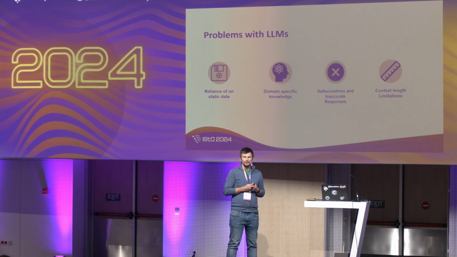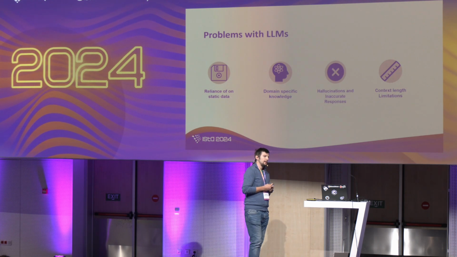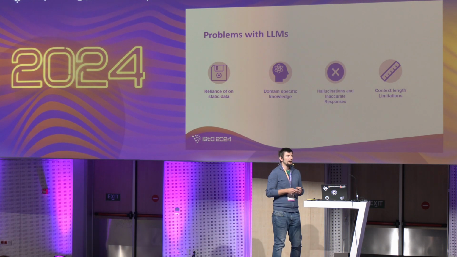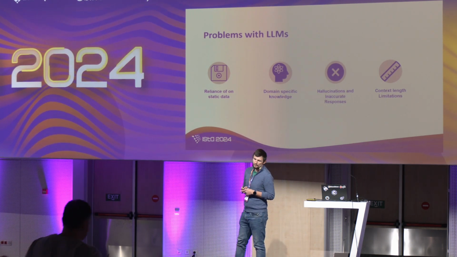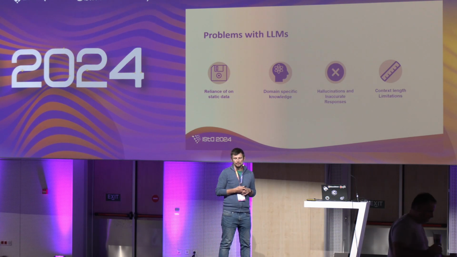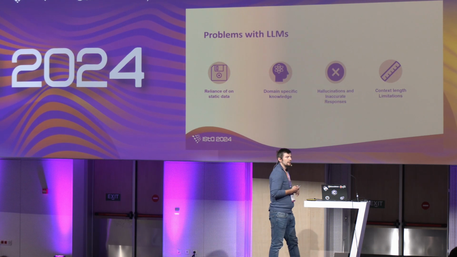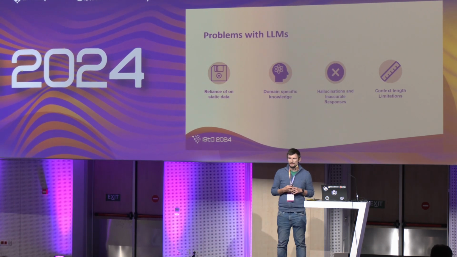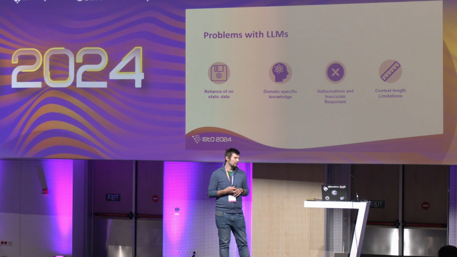Additionally, we have some restriction on the context length of the models. Nowadays, we have models with really large context length, like the Google Gemini models, but the most common models of OpenAI have around 128K tokens, which is not so many.